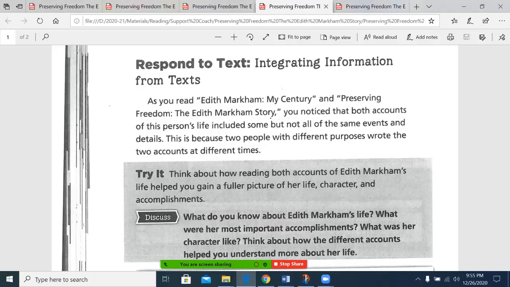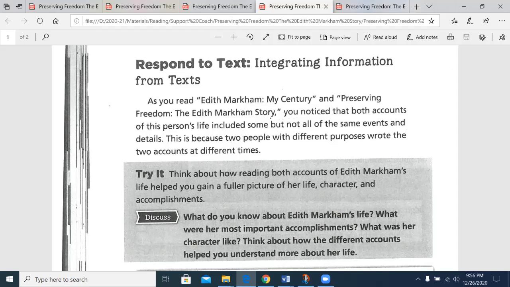Today's topic is integrating information from multiple texts. This is a standard that you should be accustomed to from various academic years. It says, as you read Edith Markham, My Century, and Preserving Freedom, the Edith Markham story, you notice that both accounts of this person's life included some, but not all of the same events and details. This is because two people with different purposes wrote the two accounts at different times. Think about how reading both accounts of Edith Markham's life helped you gain a fuller picture of her life, character, and accomplishments.